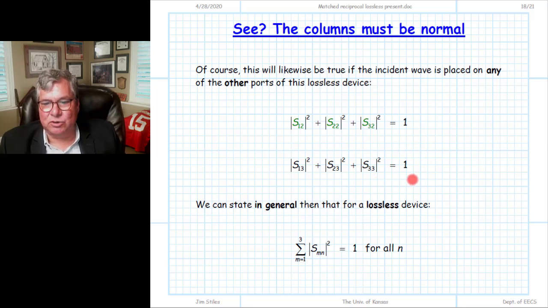That column vector is normal. In other words, the magnitude squared of each element when added up must be equal to 1. And again, this is just a statement of conservation of energy. It simply says that 100% of the power incident on, in this case, port 3 will be scattered out of the device, not equally across the 3 ports, but if we add the pieces up, it must equal the whole, the amount of power incident on port 3 for this last column vector. So in general, we could write this equation for a lossless device. And of course, this is one of the equations that says the columns must be normal vectors.